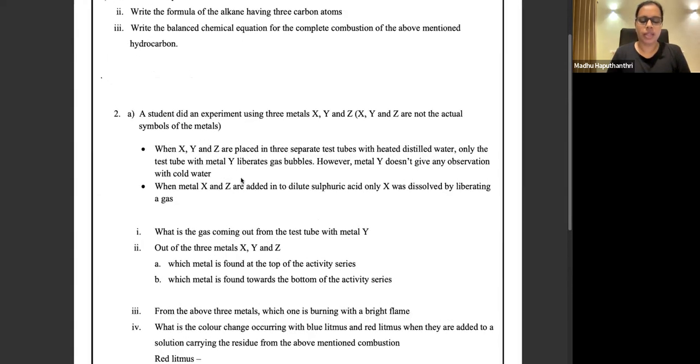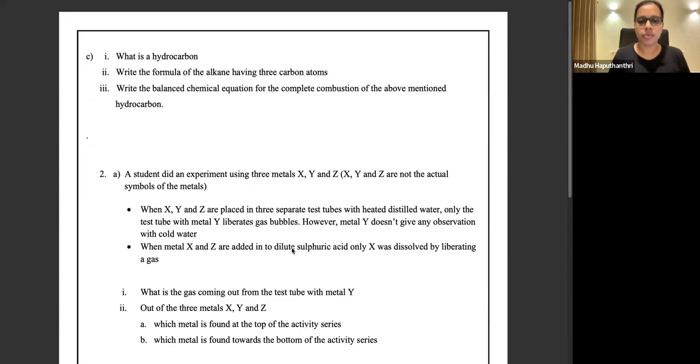Fine. Then we'll take this one. What is a hydrocarbon? A hydrocarbon is a compound containing only, right? The word only is essential there, only carbon and hydrogen. Right? Only carbon and hydrogen. Then the formula of the alkane having 3 carbon atoms. Can I know the formula there? With 3 carbon atoms. Quickly send me the formula.